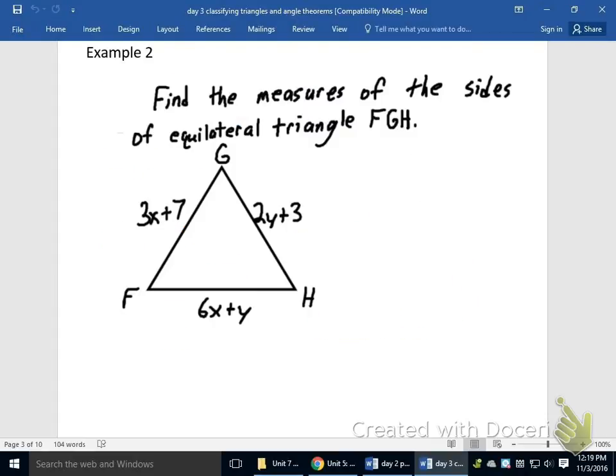On example 2, we have an equilateral triangle. So to find x and y, we'll set things equal to each other. Since there's two unknown variables, I am going to have two equations. And as you start to look through here, no matter what two sides I set equal, I'm going to be stuck with two variables. So let's go ahead and say maybe that 3x plus 7 equals 2y plus 3. And let's also say that maybe 2y plus 3 equals 6x plus y.